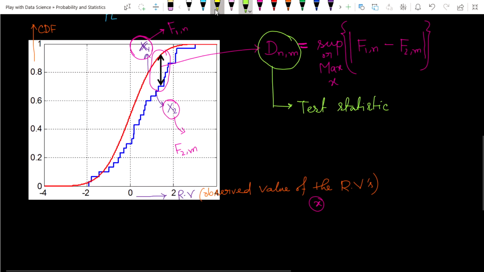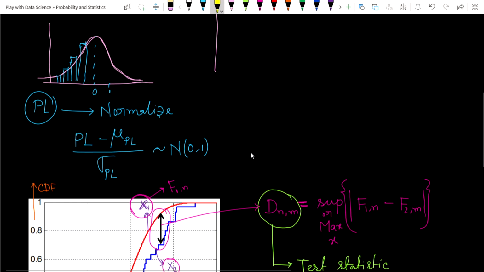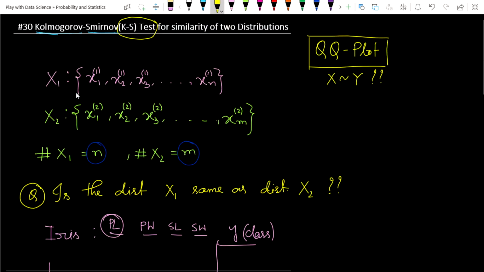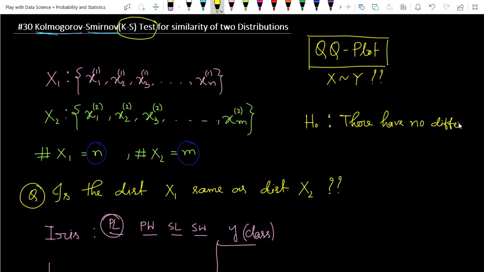Let's see. We will assume our null hypothesis, which means they have no differences. So first, let's write the null hypothesis. The null hypothesis is H0 here: there are no differences between X1 and X2.